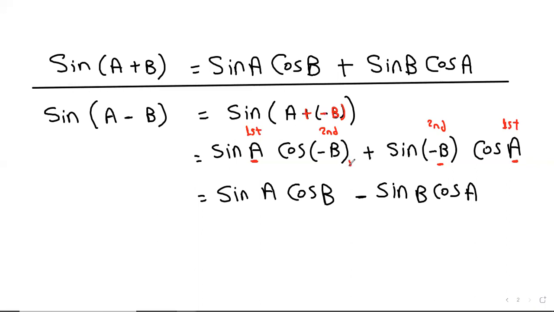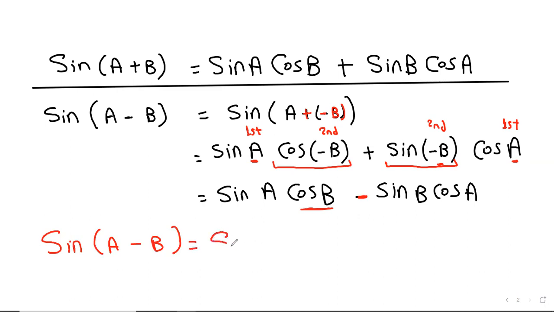You know, cosine cancels negative, so cosine negative B is cosine B. And sine negative B is equal to negative sine B. So I wrote negative sine B instead of sine negative B, and cosine A as it is. So we reach a conclusion, which is that sine(A - B), the difference between two angles, is equal to sine A cosine B minus sine B cosine A. That's it.